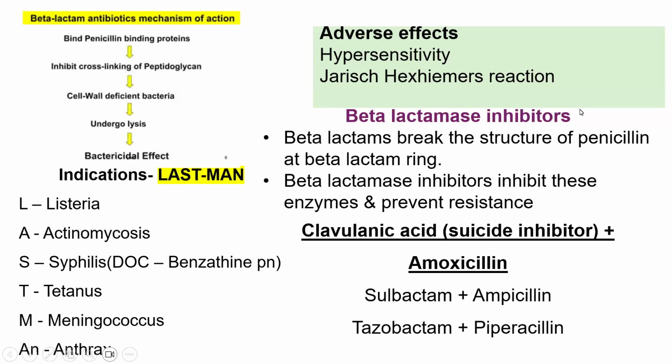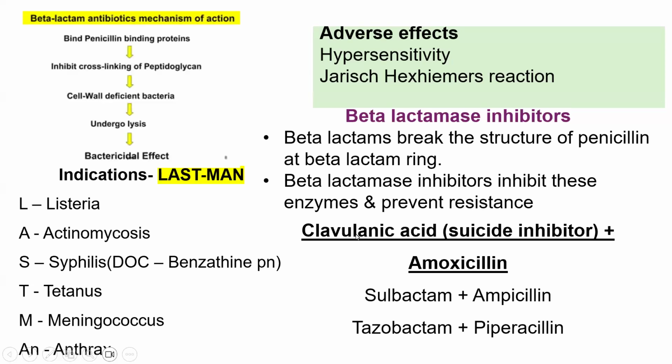And beta-lactamase inhibitors. What is beta-lactamase? I have told you beta-lactamase is an enzyme which breaks the beta-lactam ring of penicillin and causes resistance. So beta-lactamase inhibitors, if we use along with penicillin group drugs, prevent the resistance. If they ask you in short notes, first you have to write the definition. What is the role of beta-lactamase? Beta-lactamase breaks the structure of penicillins, breaks the beta-lactam ring and causes resistance. So beta-lactamase inhibitors inhibit the beta-lactamase and prevent the resistance.